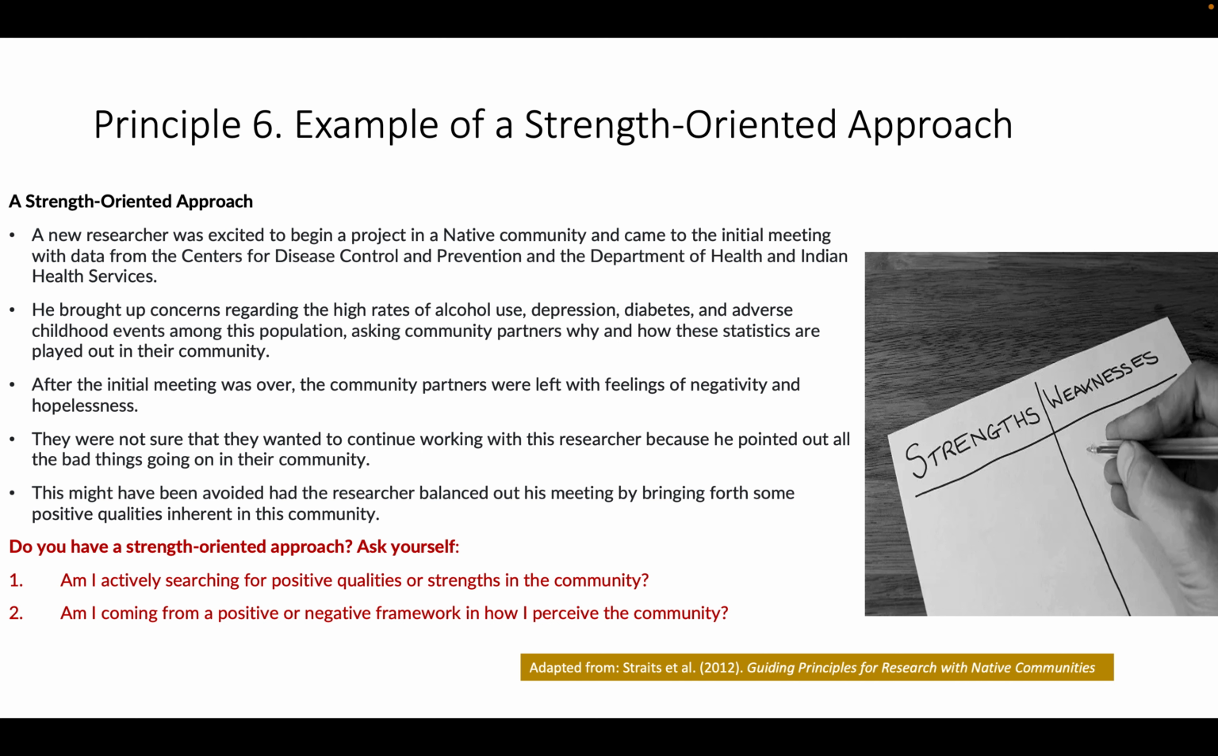This might have been avoided had the researcher balanced out his meeting by bringing forth some positive qualities inherent in the community. And you have to ask yourself, am I actively searching for positive qualities or strengths in the community? Am I coming from a positive or a negative framework in how I perceive the community?